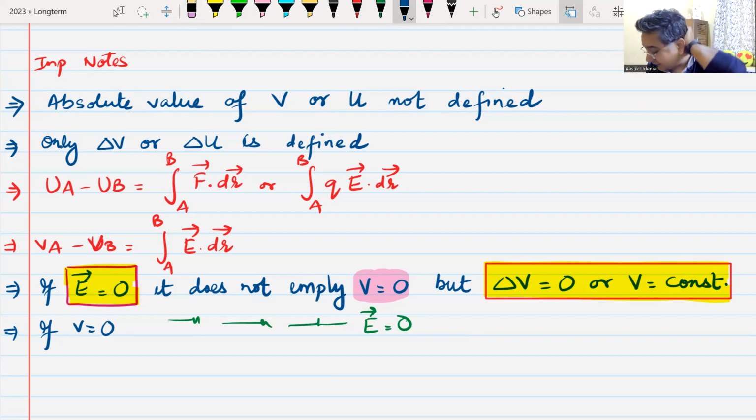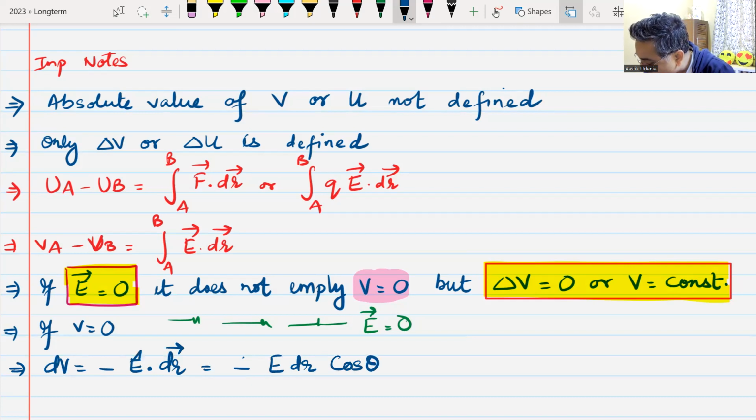Now, the next thing that we need to understand is, we have also given this formula, dV is minus E dot dr. That means it can be written as minus magnitude of E into magnitude of dr into cos theta, where theta is what? What is theta?